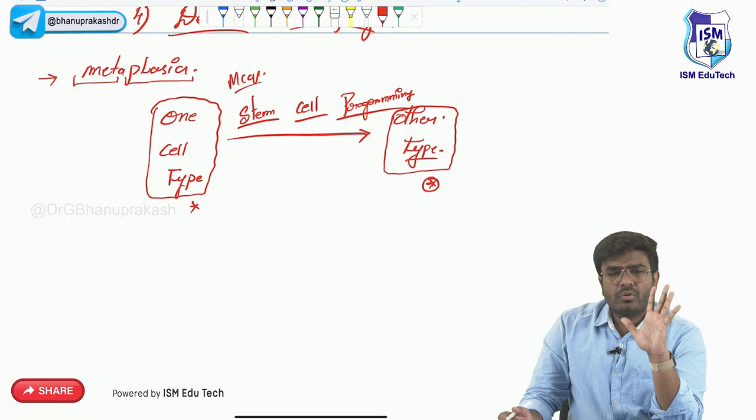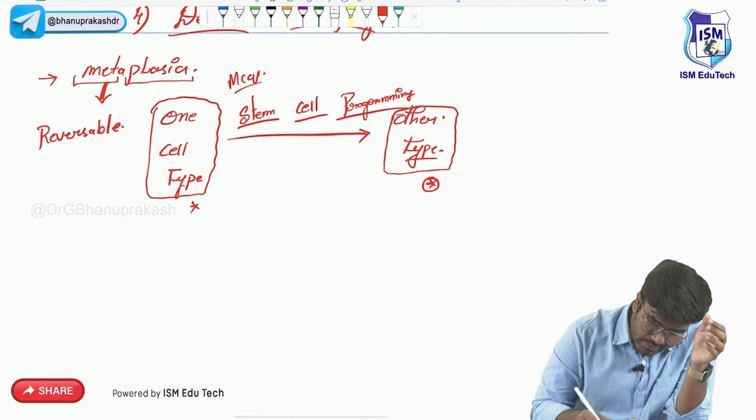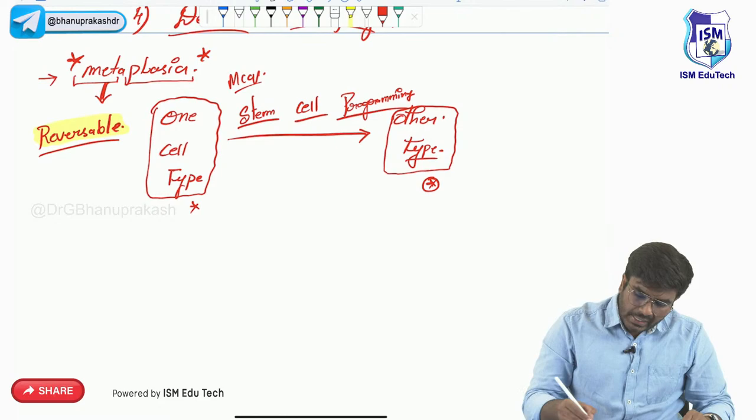And my question is, is this metaplasia reversible or not? I have explained to you, this cellular adaptation is also reversible in nature. Very, very important, repeatedly asked MCQ: metaplasia is reversible or not? Absolutely reversible, no doubt.